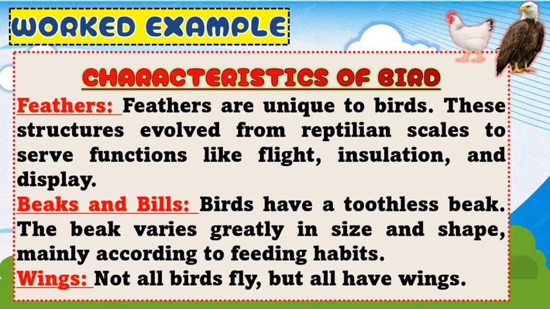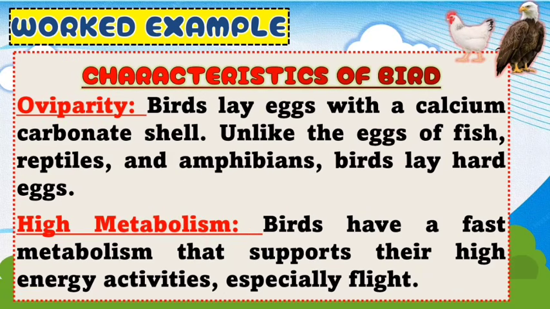Beaks and bills. Birds have a toothless beak. The beak varies greatly in size and shape, mainly according to feeding habits. Wings. Not all birds fly, but all have wings. Oviparity. Birds lay eggs with a calcium carbonate shell. Unlike the eggs of fish, reptiles, and amphibians, birds lay hard eggs. In terms of high metabolism, birds have a fast metabolism that supports their high energy activities, especially flight.